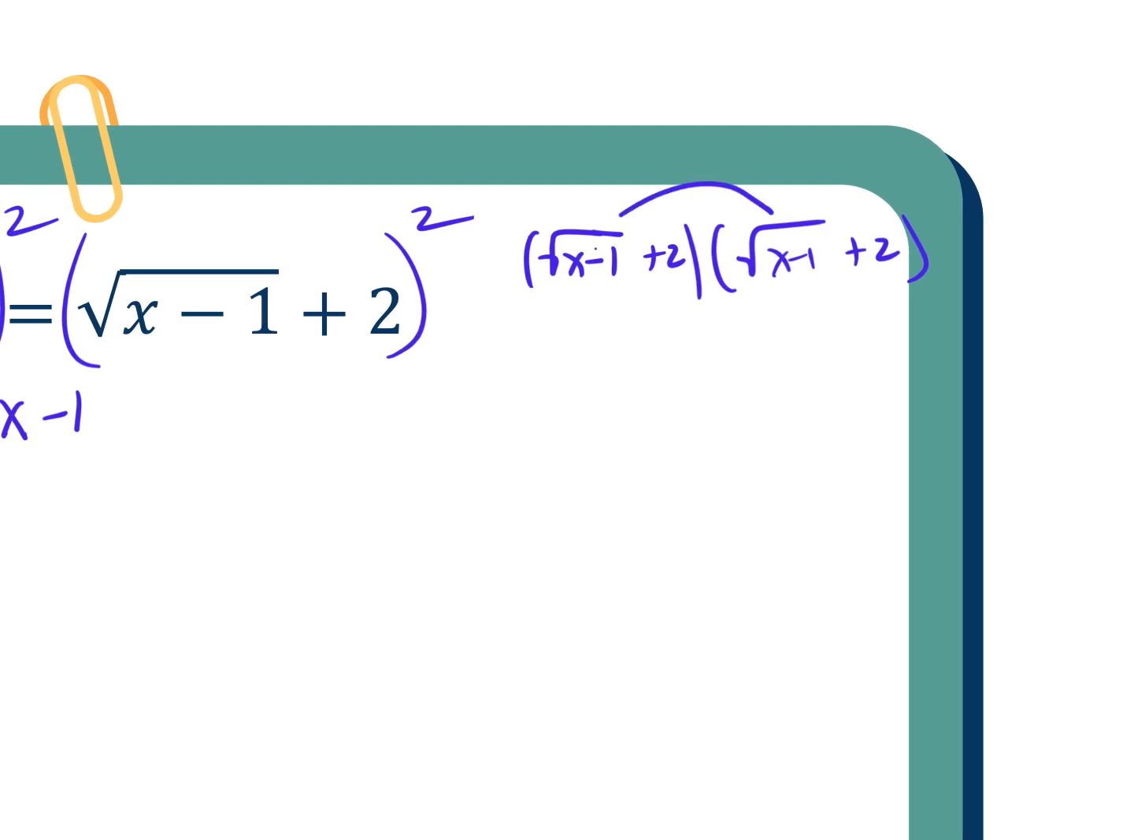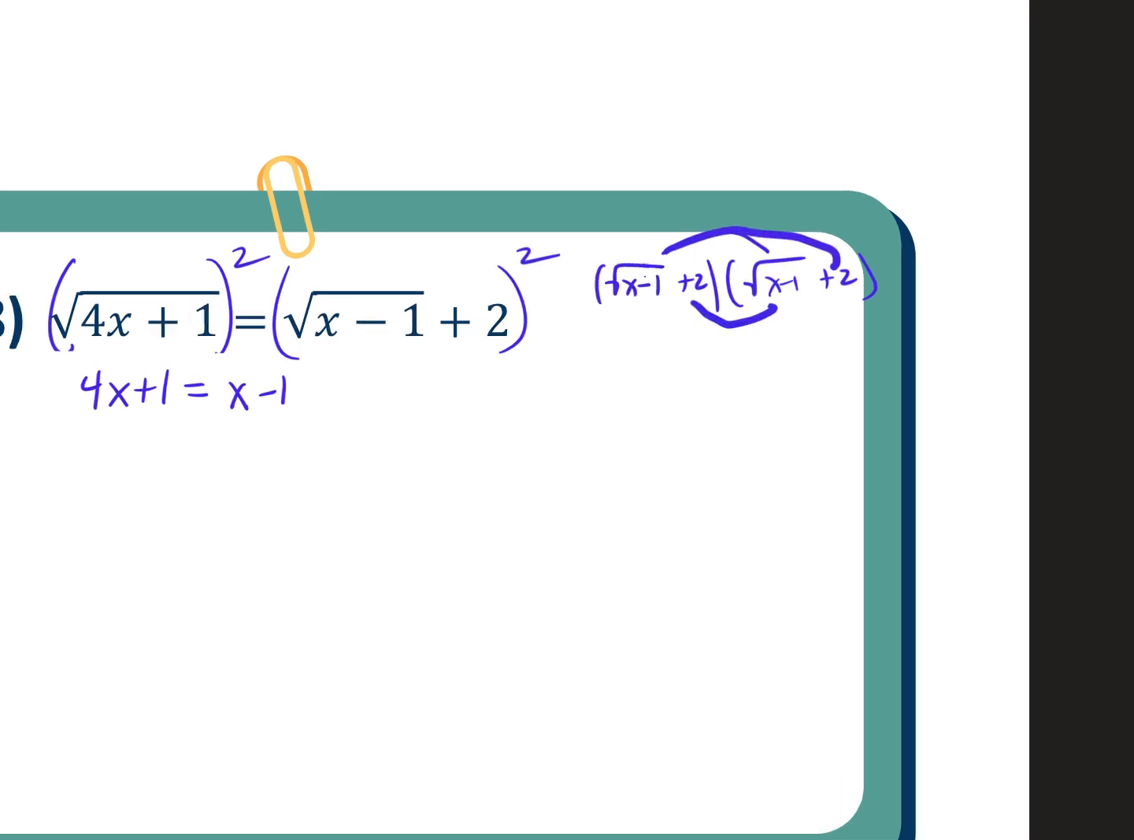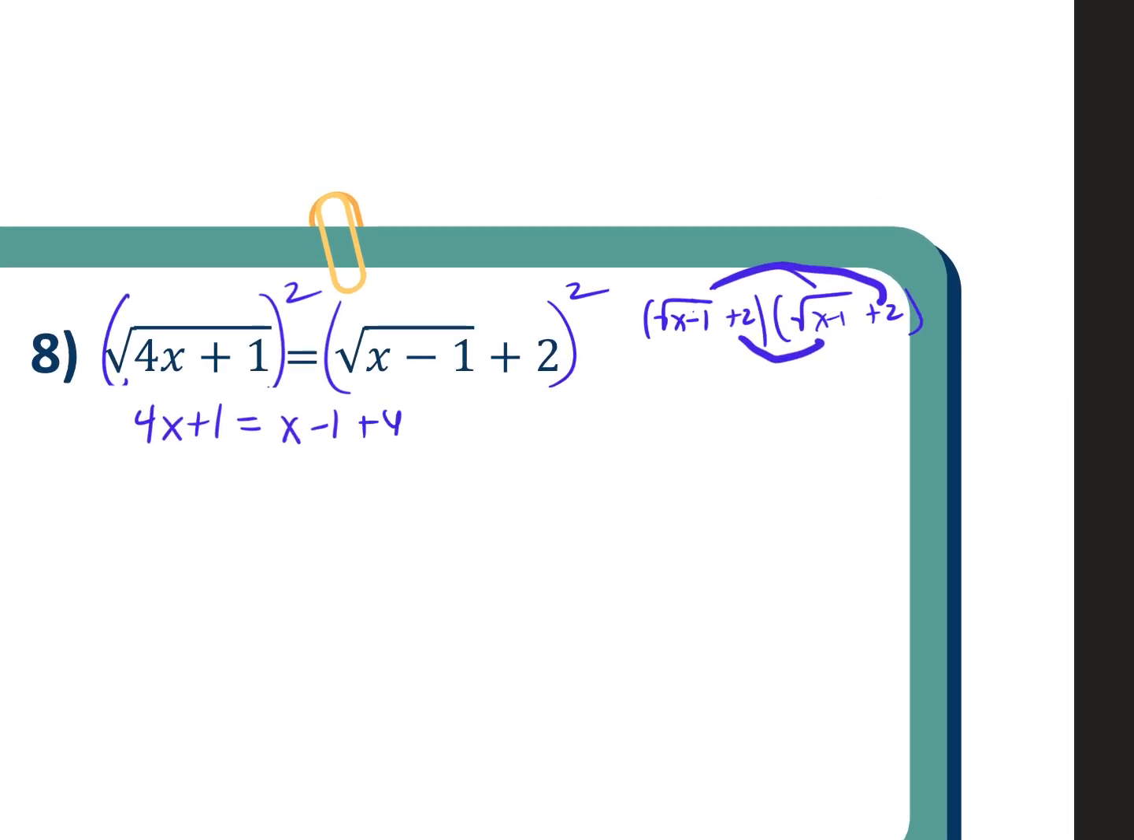So we go here and here. That's where the roots cancel out, and I have just x minus 1. Then I go here and here, I have 2 and 2, so that's going to give me plus 4 of my x minus 1s, and then 2 times 2 is 4.